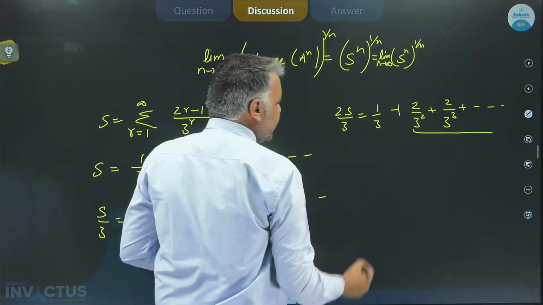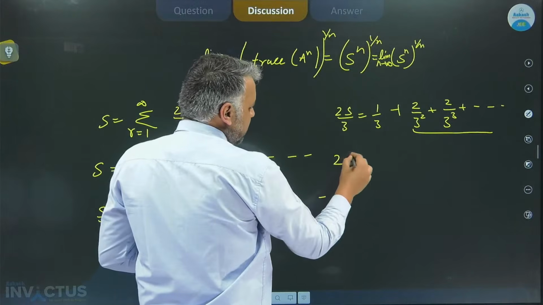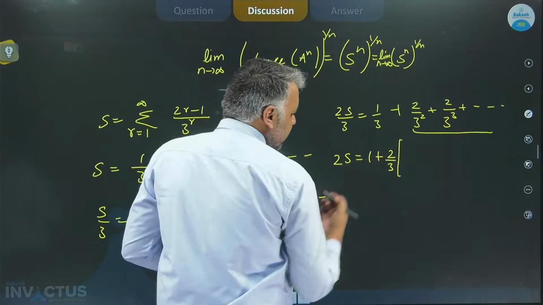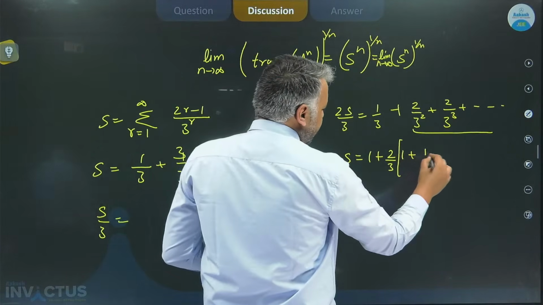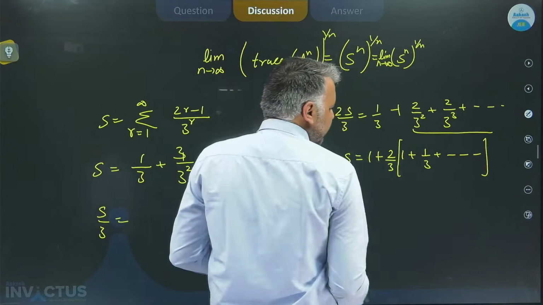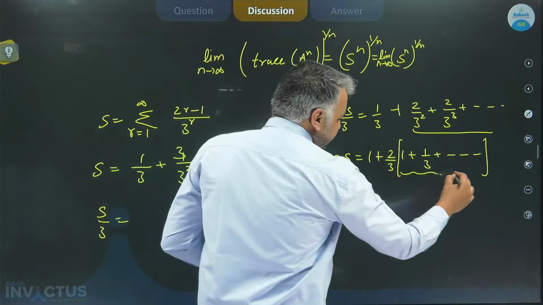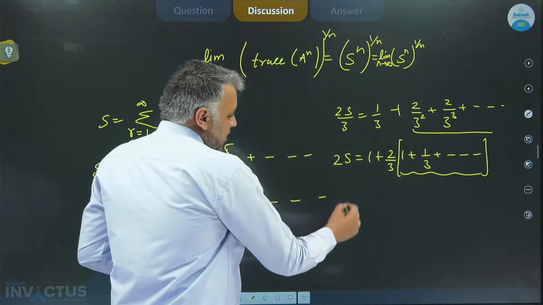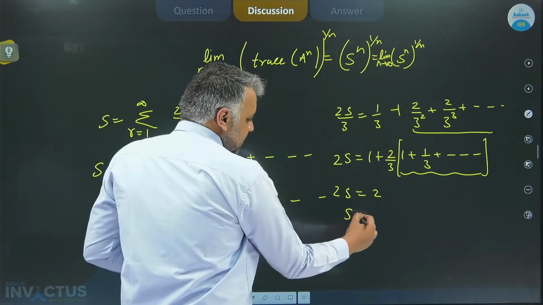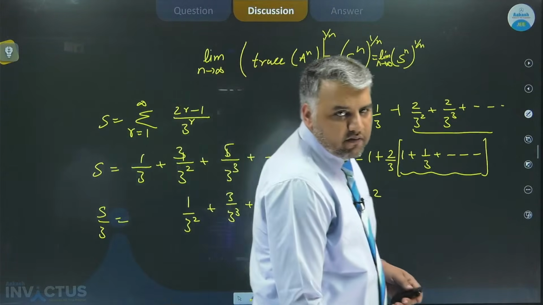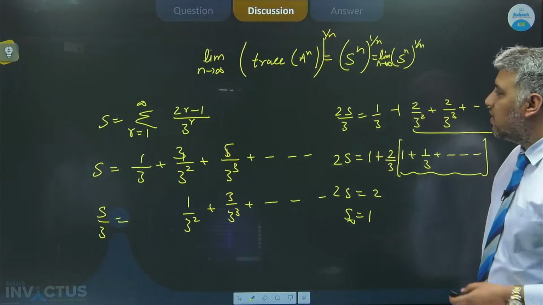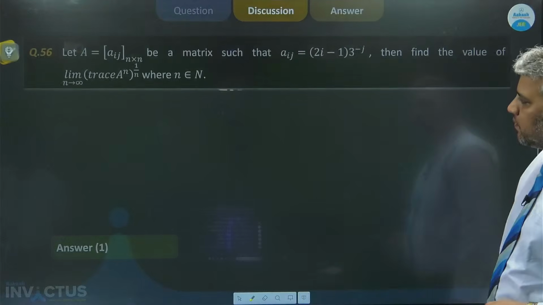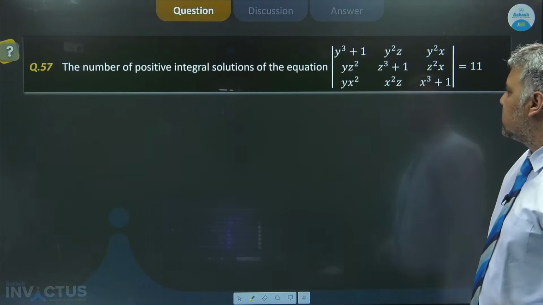Now here it will be an infinite GP. You can cancel out 3 also. So 2s is equal to 1 plus, 2 by 3 we are taking common. So it will be 1 plus 1 by 3 and so on up to infinity. So the sum of this infinite GP will be 2 by 3 into 1 upon 2 by 3, or 3 by 2 you can say. So 2s is equal to 2, so s is equal to 1. S infinity is 1 basically when n tends to infinity. So the answer must be 1. Yeah, the answer is 1.